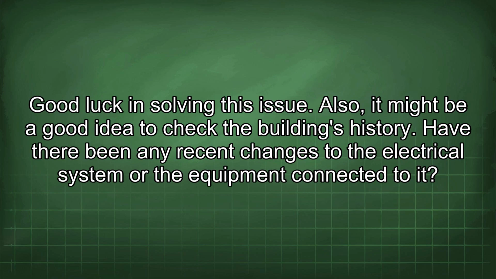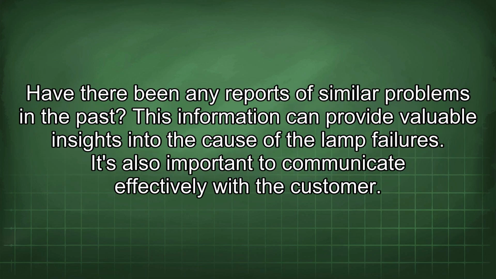Also, it might be a good idea to check the building's history. Have there been any recent changes to the electrical system or the equipment connected to it? Have there been any reports of similar problems in the past? This information can provide valuable insights into the cause of the lamp failures.